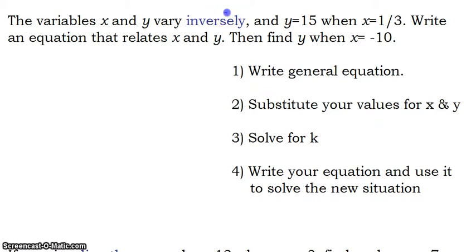So they're always going to tell me what type of variation I'm talking about, as well as one situation where I know both the x and the y value, or whatever other variables I'm using, at the same exact time. So I see inversely, so I'm going to write y equals k over x. I know at the same time I have y equals 15 and x equals 1/3. I'm going to solve for k.